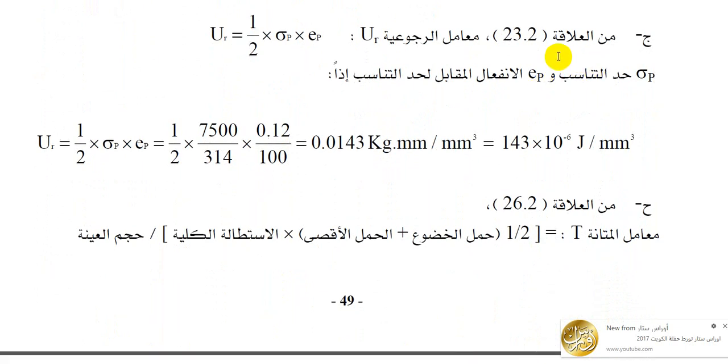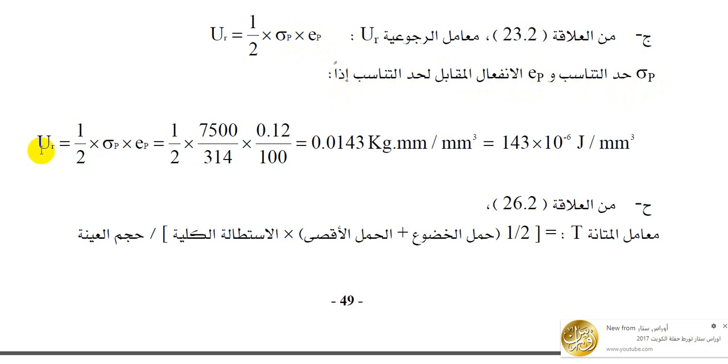From the relationship 23.2, the modulus of resilience UR is computed from the following equation: UR equals one half times sigma P times epsilon P. Sigma P is the stress at the proportional limit, times epsilon P, the strain at the proportional limit. Sigma P is the proportional limit stress, as well as epsilon P, the corresponding strain for the proportional limit.